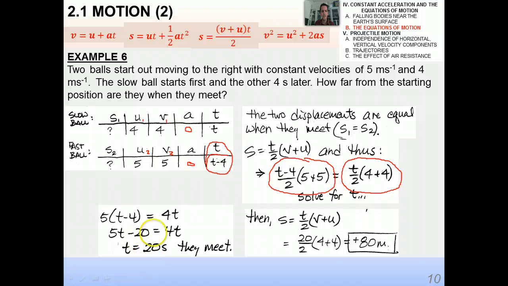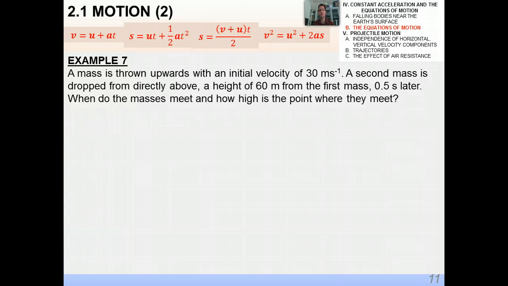You can plug this into either equation you wish. Either way you do it, you get s1 equals s2, which is positive 80 meters. So at positive 80 meters is when they meet. One's catching up with the other. How cool are these kinematics equations? How else would you do these problems? Otherwise, it'd be really, really complicated to solve them. All right, next example. Try this one.